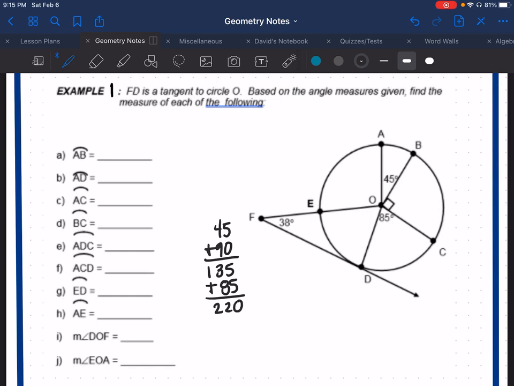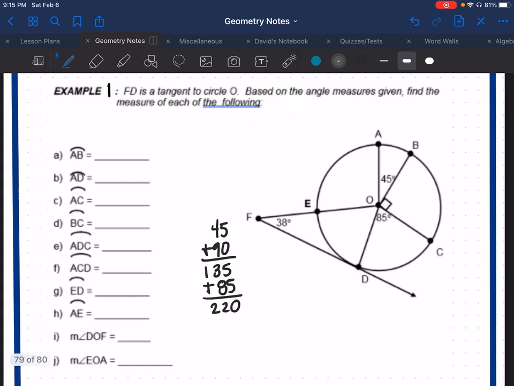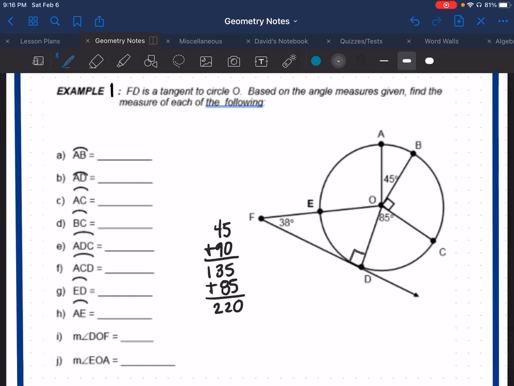All right, and now I've kind of hit a snag. I don't know where to go from there. But let's go back and talk about this being a tangent. Since this line is a tangent, that means it has to be perpendicular to the radius. OD is my radius because remember it's called circle O, so this is the center. So that means this has to be 90 degrees. Okay, let's add that in there. There we go. Okay, let's keep thinking.